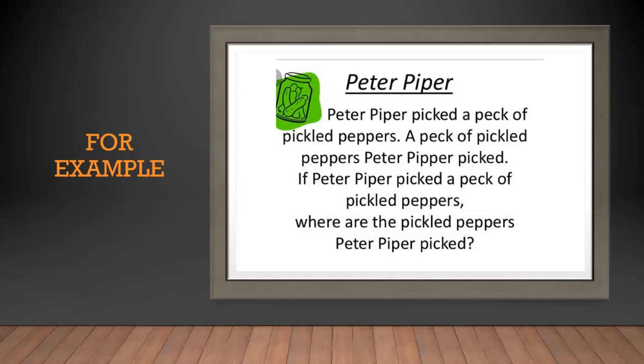So this is an example of how alliteration is used and how writers like to be creative and make things fun. So, Peter Piper. Peter Piper picked a peck of pickled peppers. A peck of pickled peppers Peter Piper picked. If Peter Piper picked a peck of pickled peppers, where are the pickled peppers Peter Piper picked? So, boys and girls, as you can see, the letter that is mainly used in this little fun story is the letter P, Peter Piper.